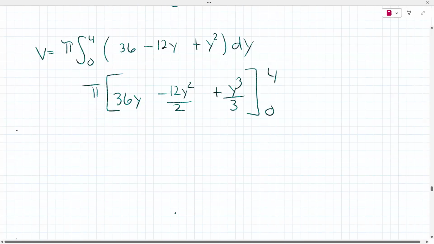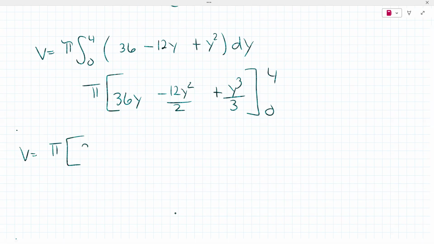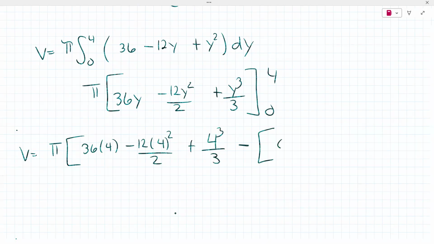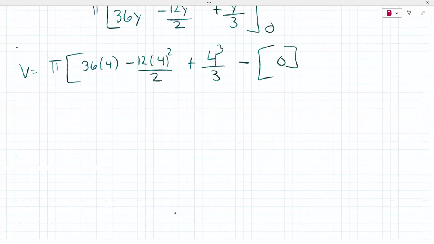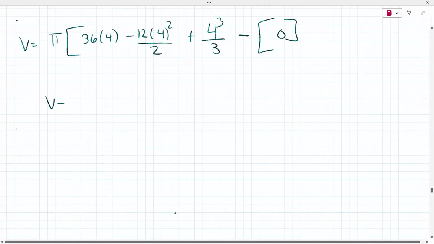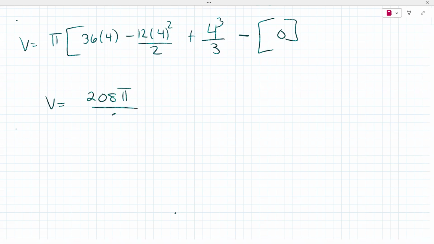So the volume is going to be pi times 36 minus 12 on this bracket, and then I know this is all going to be 0. So when you put it all together, your volume should be equal to 208 pi over 3.